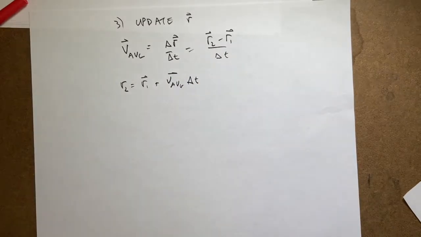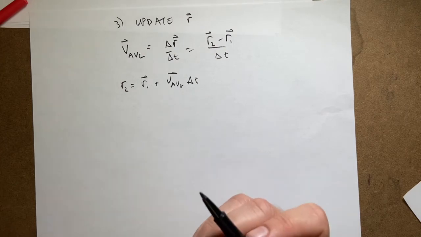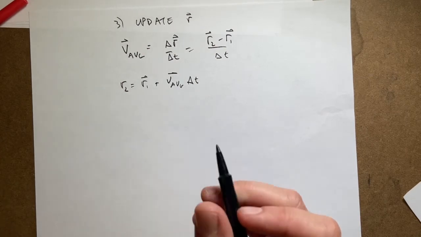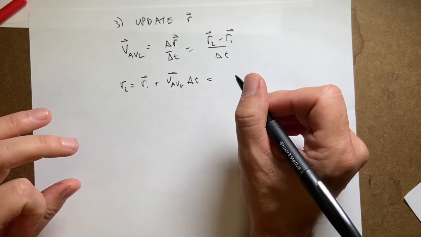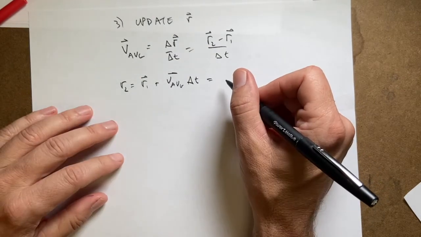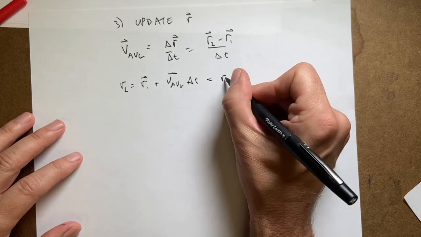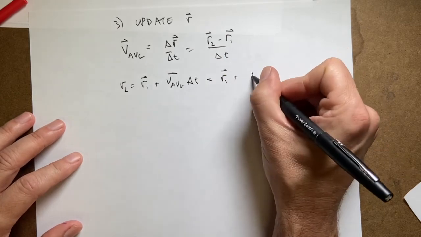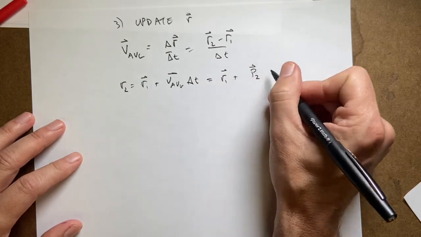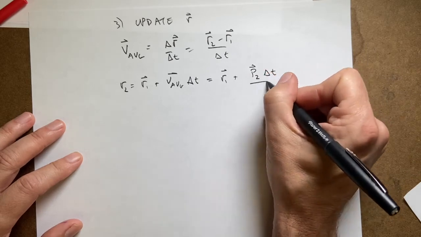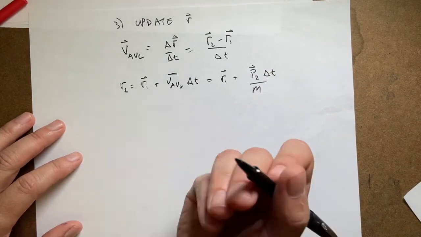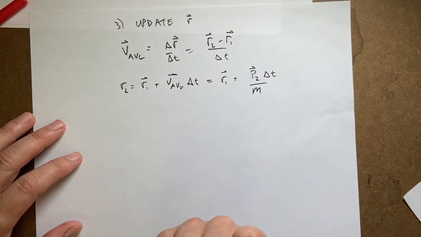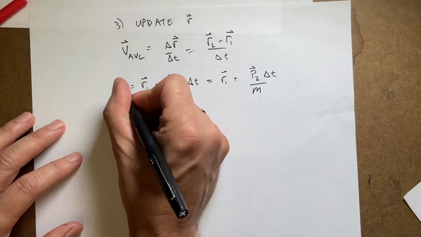Okay, so now I actually don't have the average velocity. I'm going to use the final velocity. I'm actually going to use the final momentum. So I'm going to write this: r1 plus p2 delta t over m in general. So for instance, if I want to do this for object B, this would be, well, that's a vector.